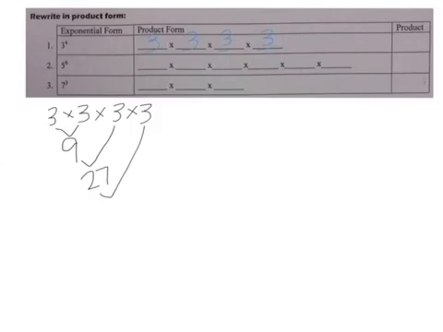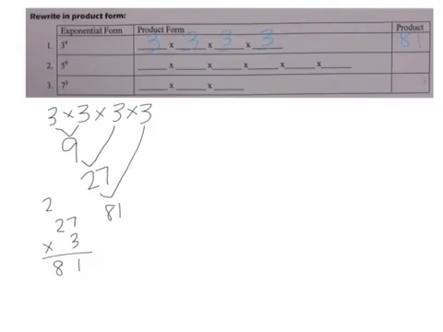27 times 3, I'm not really sure of that off the top of my head, so I'm going to just rewrite it and multiply that. So 7 times 3 is 21. 3 times 2 is 6, plus 2 more is 8. So I'm getting 81. So my product for this, remember product means the answer in a multiplication problem, my product, or my answer, is 81.